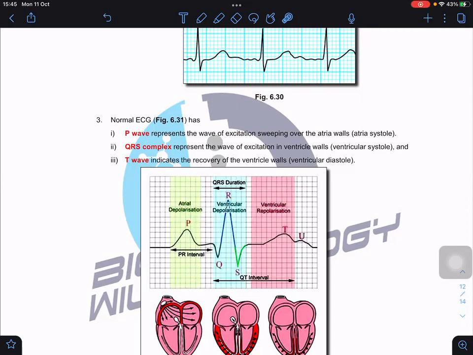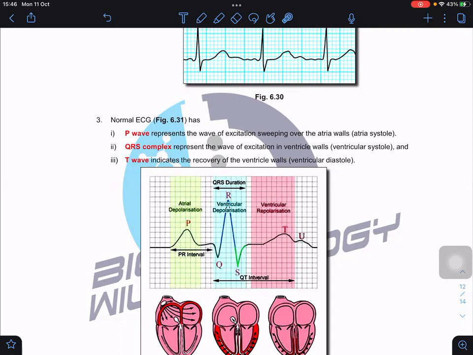The QRS complex represents the wave of excitation in the ventricle wall, so it will cause the ventricular systole, or ventricular depolarization. When the ventricle has depolarized, then we can have the contraction of the ventricle. After that, you can see the ventricle repolarization. Repolarization basically means relaxation, so it will cause the ventricular diastole.